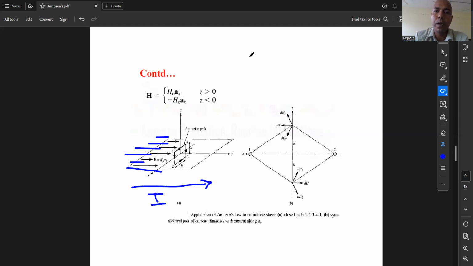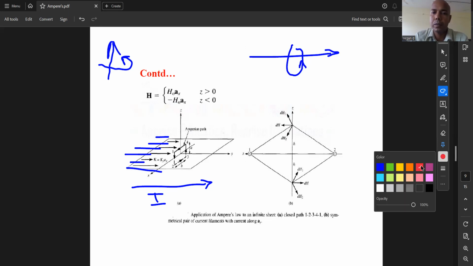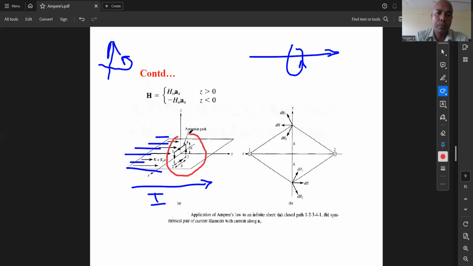We know that if a current is flowing in this direction, the magnetic field will be in this direction. The same way, if you tilt these current directions to the y direction, then the magnetic field will be in this way, which forms one closed path, a closed loop. So here we have a closed loop like this.